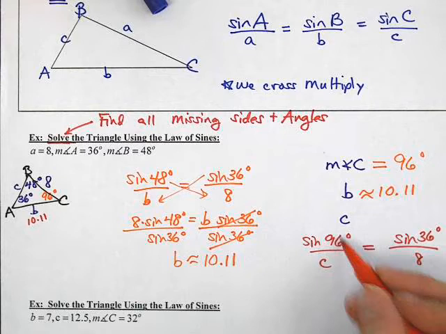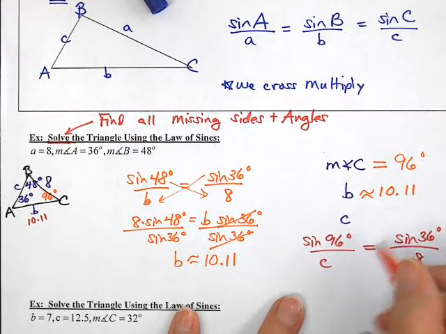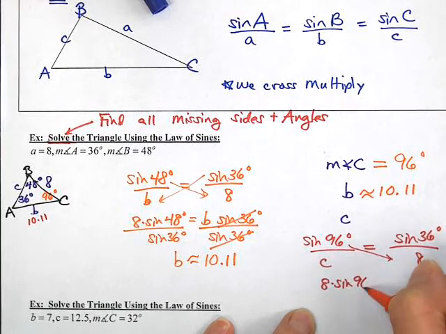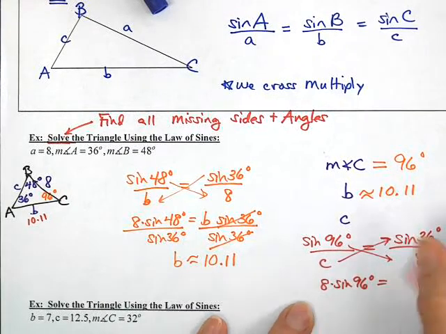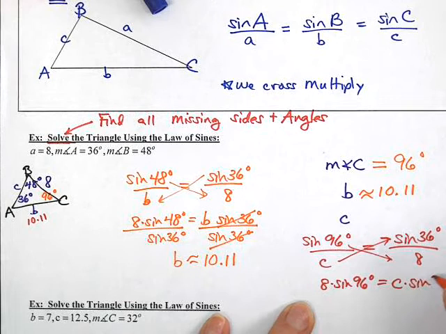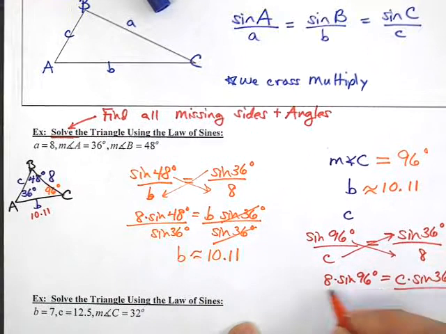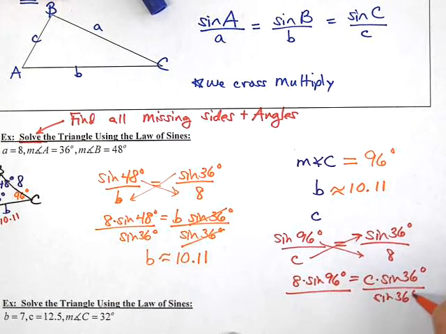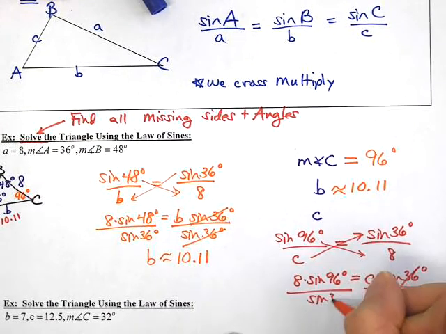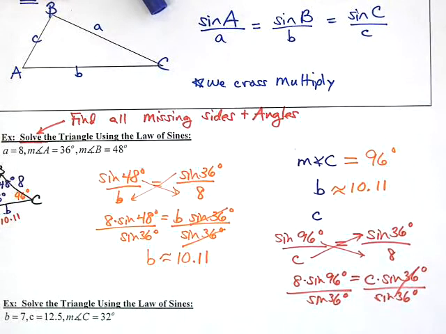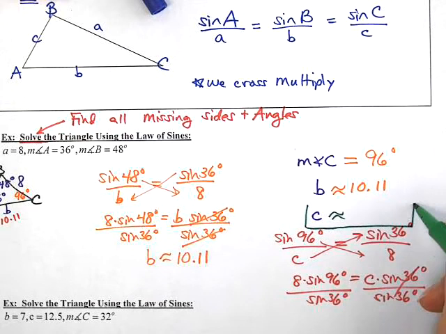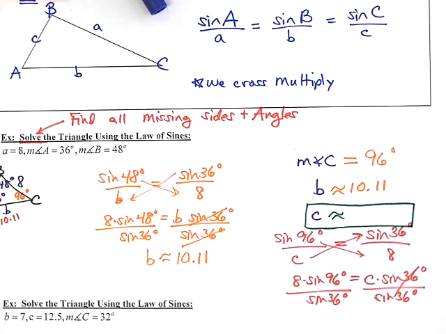All right, so we're going to have to cross multiply here. When we cross one way, it's 8 times the sine of 96 degrees. Cross this way, and c times the sine of 36. We have to isolate the c, so let's divide both sides by the sine of 36 degrees. Sine of 36 degrees, and this is going to be approximately equal to some nice answer that I would love to see in a box right here.